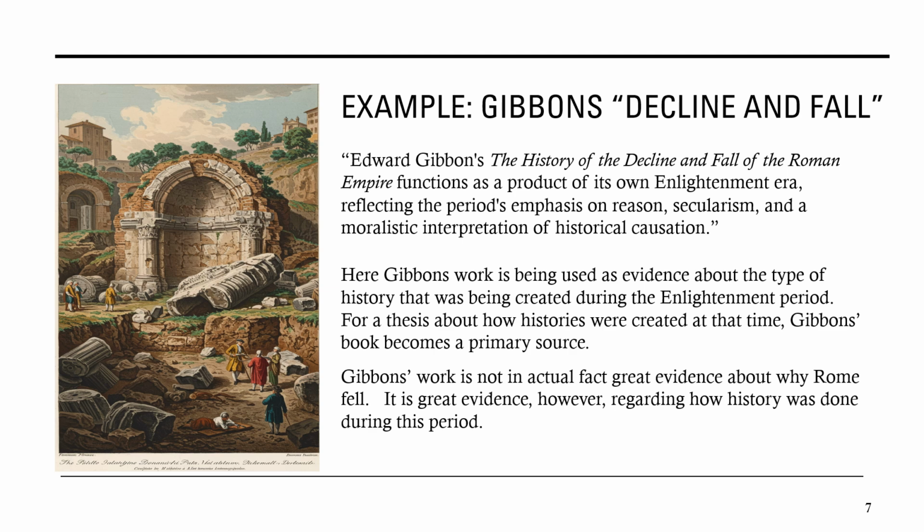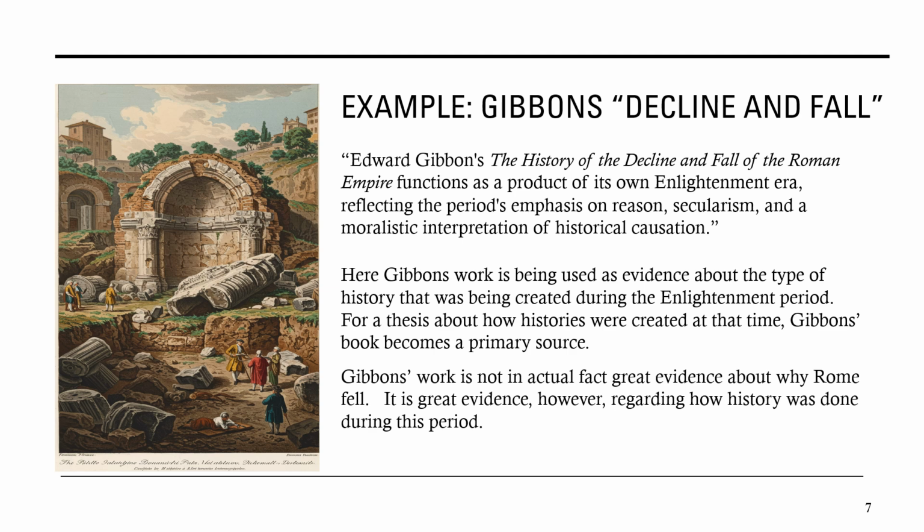Now, I'm going to offer here a quick thesis that might turn around how we think about this as a secondary source. So look at this thesis. Edward Gibbon's The History of the Decline and Fall of the Roman Empire functions as a product of its own Enlightenment era, reflecting the period's emphasis on reason, secularism, and a moralistic interpretation of historical causation. That's a mouthful, but what we're trying to do in a thesis like this is use Gibbon's book as evidence for how history was done during the Enlightenment.